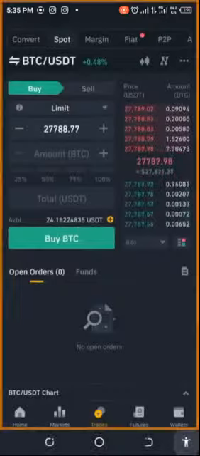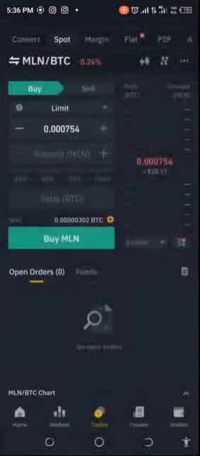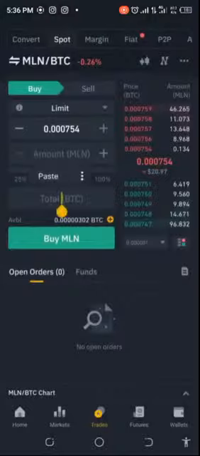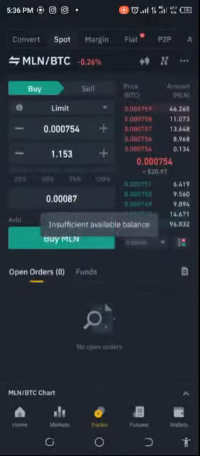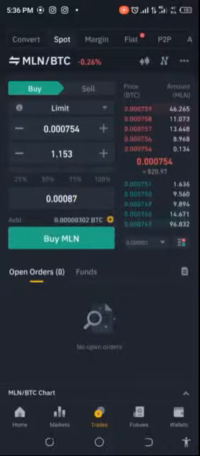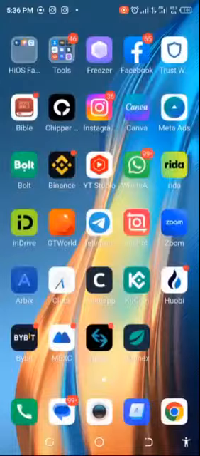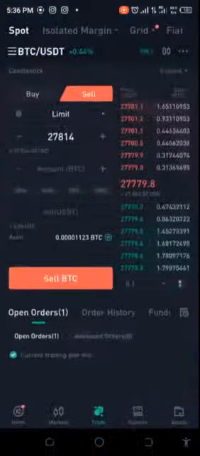Okay, so let's go ahead and do MLN BTC. All I have to do now is buy that, put in the BTC and buy that. So what I have is 1.153, which is good. So if I check that, just copy that amount and go over to KuCoin immediately and check what it will be. Then we'll take off all the charges.